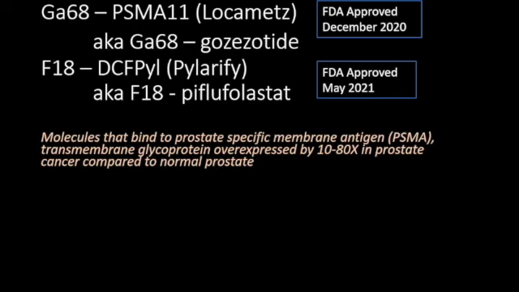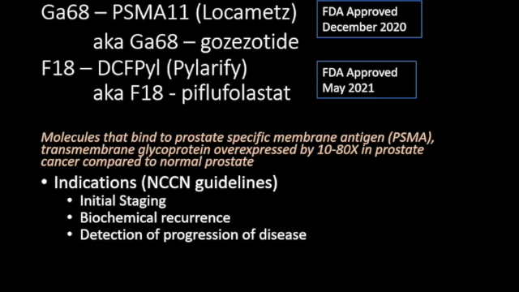These are both molecules that bind to prostate-specific membrane antigen, or PSMA. This is a transmembrane glycoprotein that is overexpressed by 10 to 80 times in prostate cancer when compared to normal prostate cells. The indications for these tracers are listed below. They can be used for initial staging, biochemical recurrence, or detection of progression of disease.